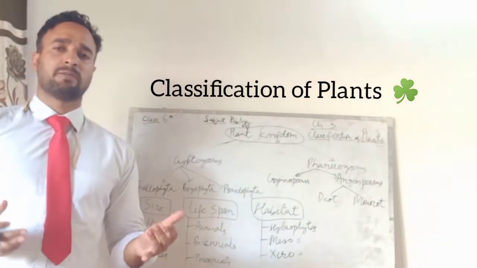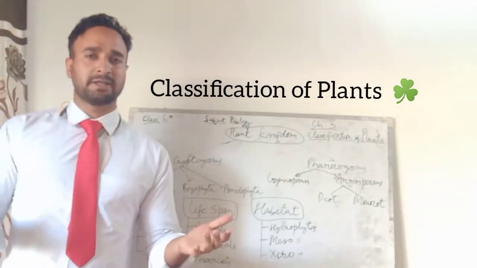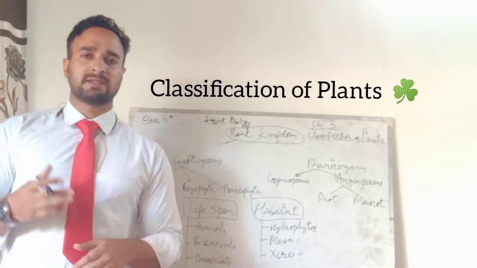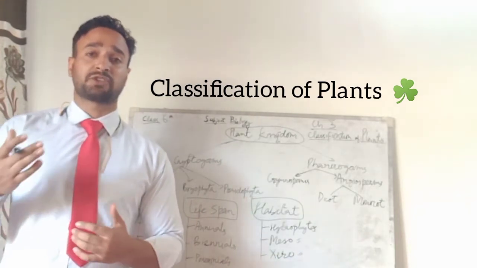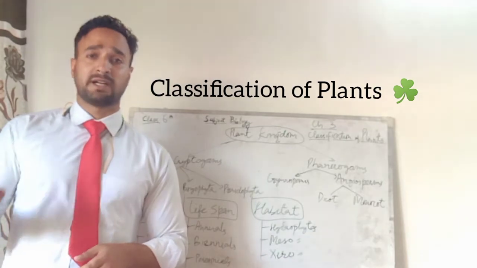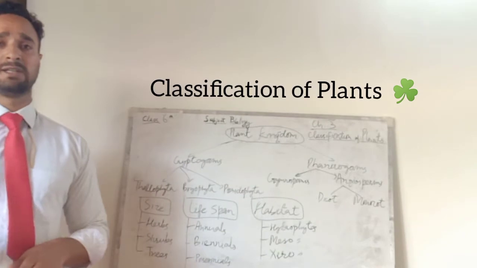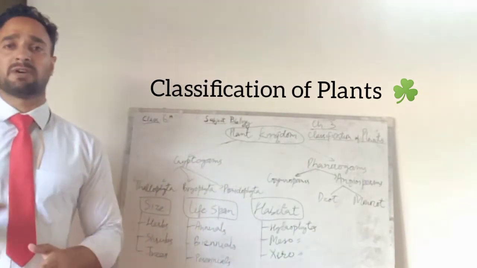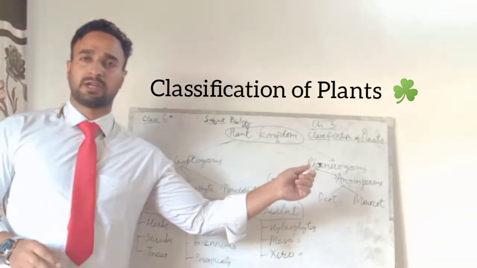Plant taxonomists have classified plants on the basis of a number of related characters such as size, habitat, and the production of flowers and seeds. On the basis of the production of flowers and seeds, plant taxonomists have classified plants into two broad categories, that are cryptogamous and the phanerogamous.